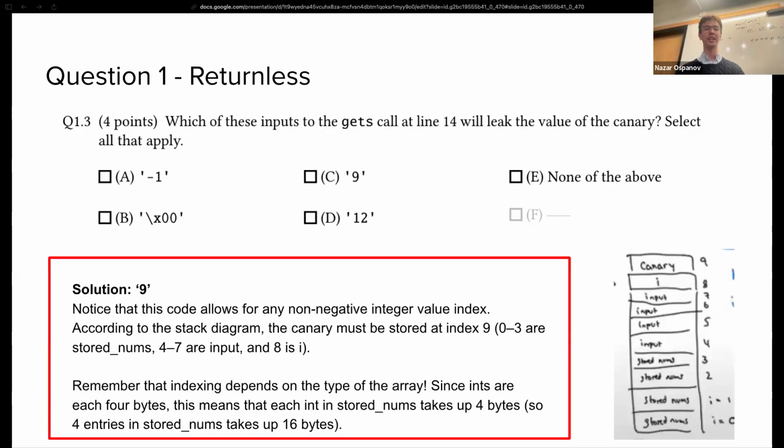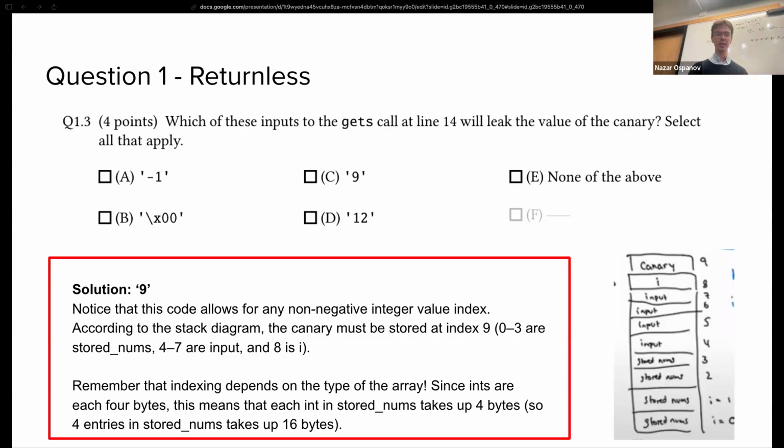the solution, 9. Why is that the case? Remember from our stack diagram that we want to leak the value of the stack canary. The stack canary is located right above the local variables. Remember that we have integer I, we have 16 bytes for the character array input, and then we have also an array of 4 integers, which is also 16 bytes.